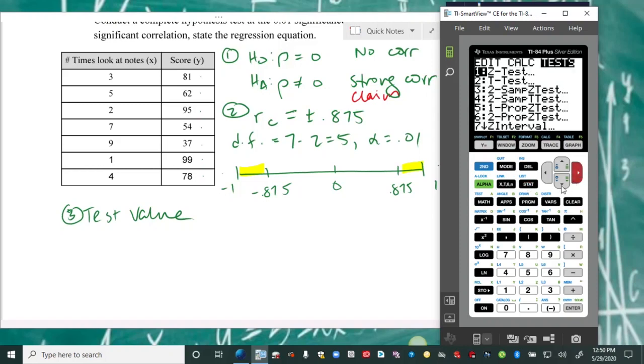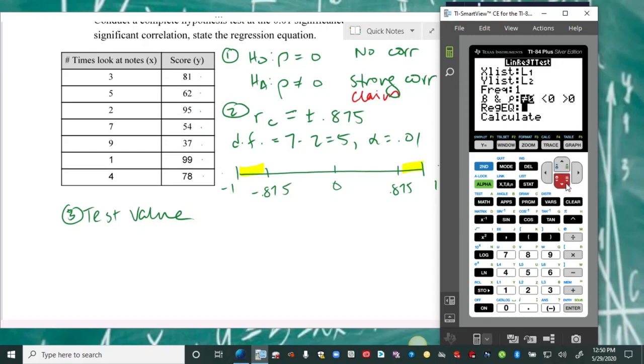I'm looking for a linear correlation test. It's towards the bottom. You could also arrow up to find it. There it is, linear regression t-test. So I hit enter. And it wants to know where my values are. So X list is L1, my Y's are L2. Leave that frequency at 1, and we always leave the not equal, so rho not equal to 0. I'm not going to store anything in for my regression equation, so I'm going to leave that blank, and then I'll calculate. So we end up with, for our test value, I'm looking for R. It doesn't show up yet. So let's go ahead and arrow down.